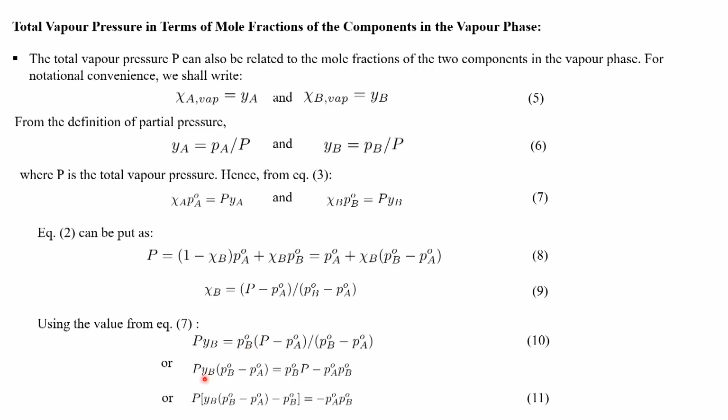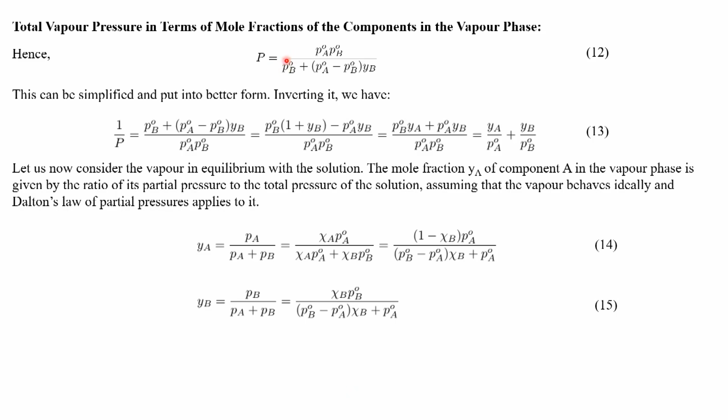If we now rearrange this, we get basically P times YB times (PB naught minus PA naught) minus PB naught gives minus PA naught times PB naught. So the total vapor pressure P is PA naught times PB naught by PB naught plus (PA naught minus PB naught) times YB. This can be simplified and put into a better form. If we invert this, we get the expression 1 by P is PB naught plus (PA naught minus PB naught) times YB by PA naught times PB naught, and if we rearrange, finally we get YA by PA naught plus YB by PB naught.